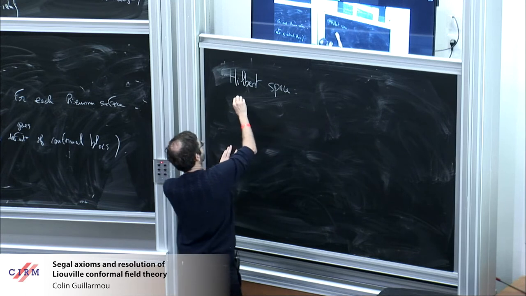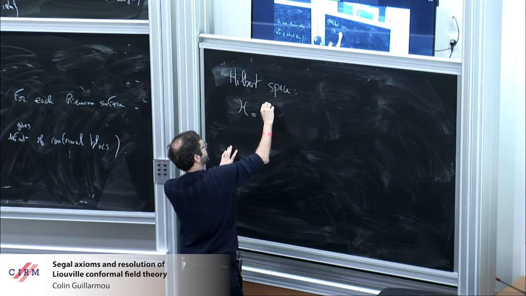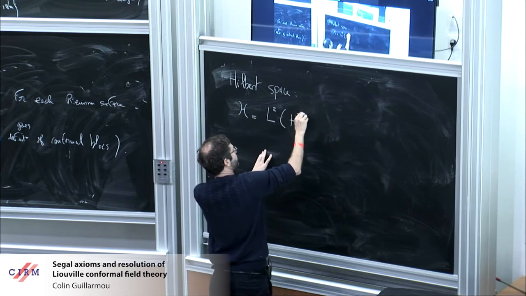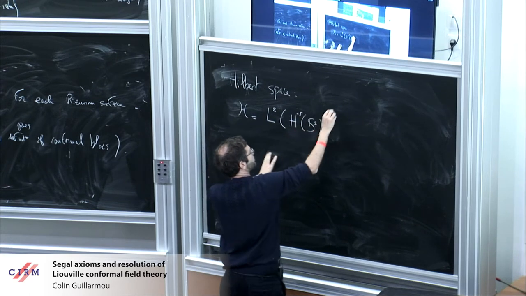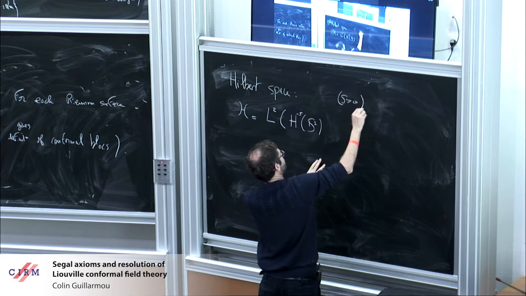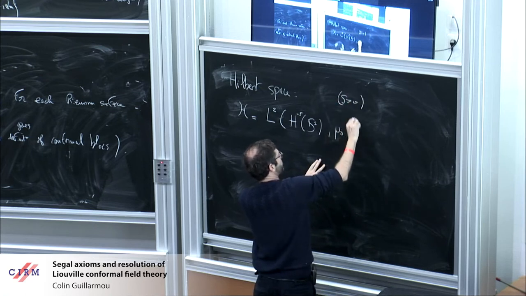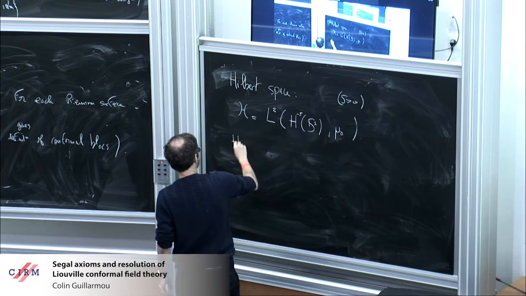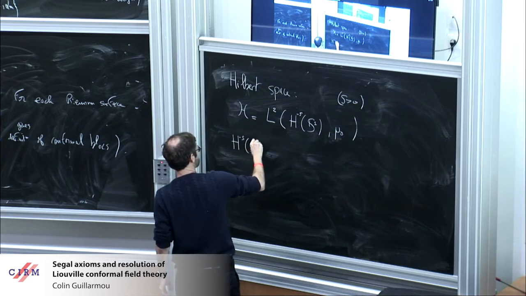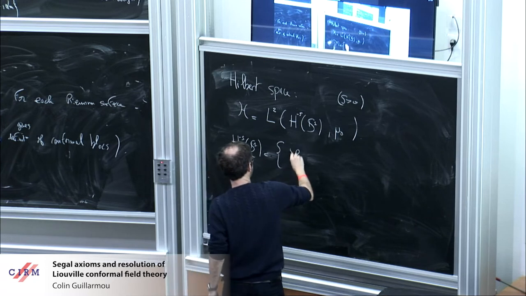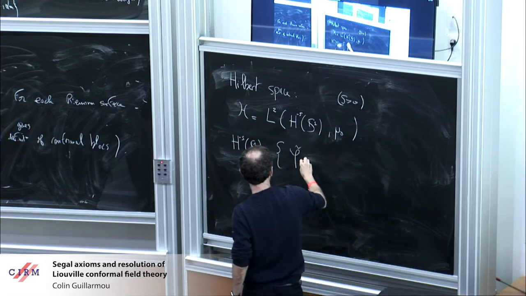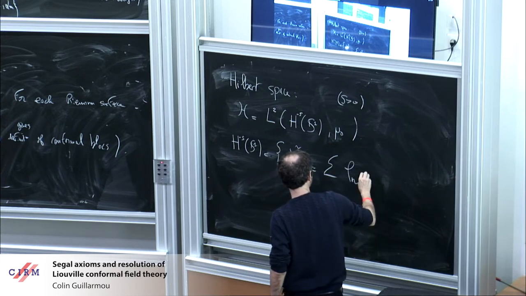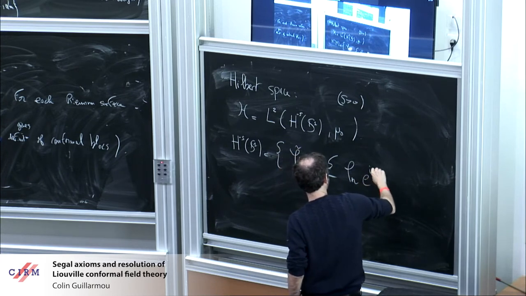So the Hilbert space H is equal to L2 of negative Sobolev space on S1. So s is a fixed positive number with respect to a certain measure mu0. And how do we define mu0? So H minus s of S1, you view it as the set of functions phi tilde of theta, which are Fourier series on the circle.